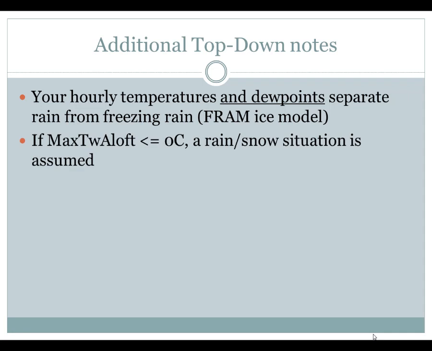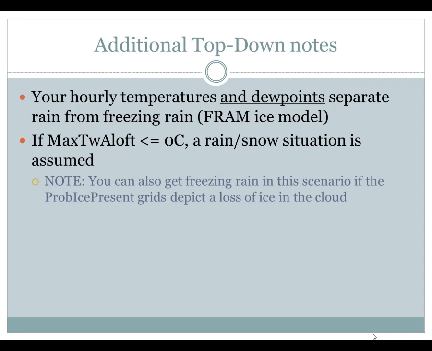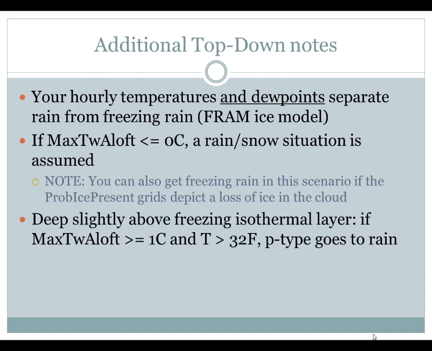Now, if your max wet bulb aloft is less than or equal to 0C, the precipitation type situation is assumed to be rain-snow. Note that even in a rain-snow situation, you can produce freezing rain if your prob ice present grids depict a loss of ice in the cloud. And there have been observed cases of this happening. Deep, slightly above freezing isothermal layer: should your max wet bulb aloft be greater than or equal to 1 Celsius and your temperature is greater than 32, the precipitation type is just going to go to rain.